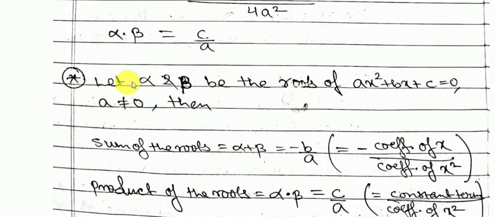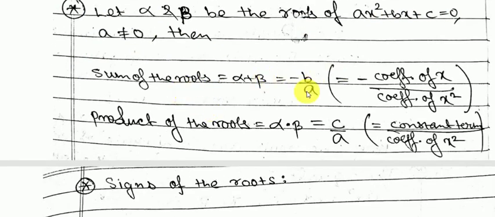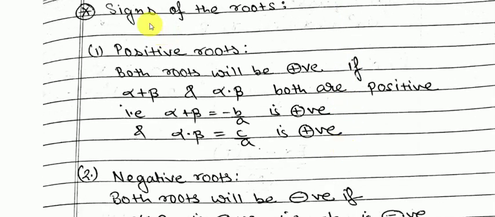Okay, you will write this: let alpha and beta be the roots of ax squared plus bx plus c equal to 0, where a is not equal to 0. Then the sum of the roots is going to be minus b upon a, and the product of the roots is going to be c upon a. Now, signs of the roots.